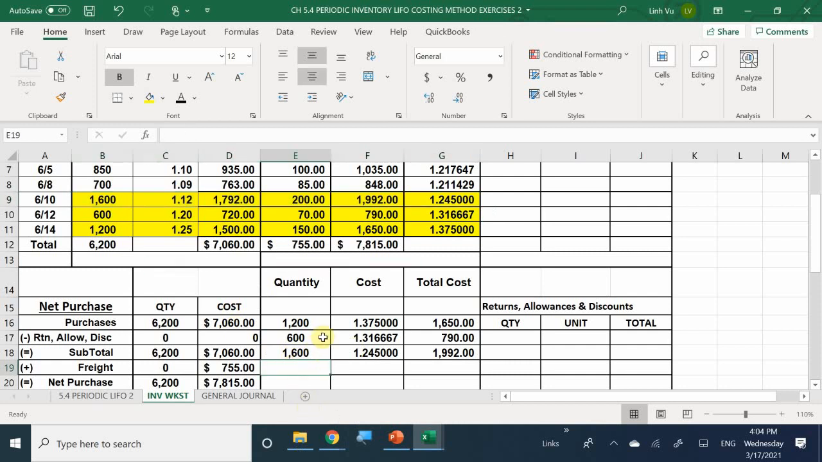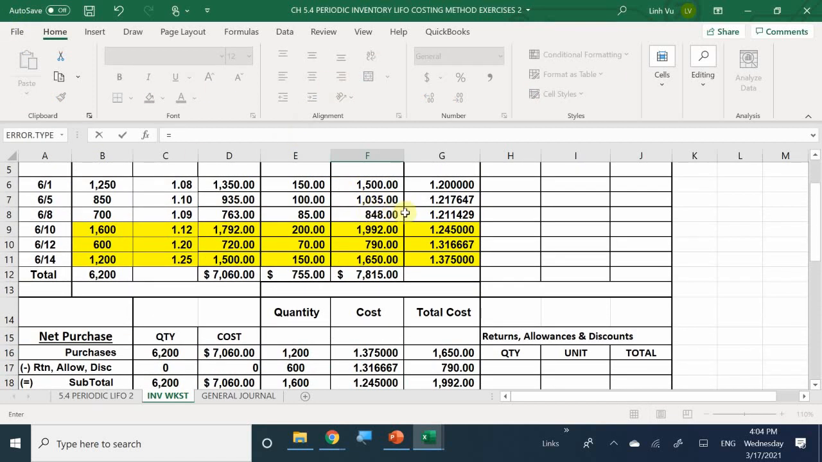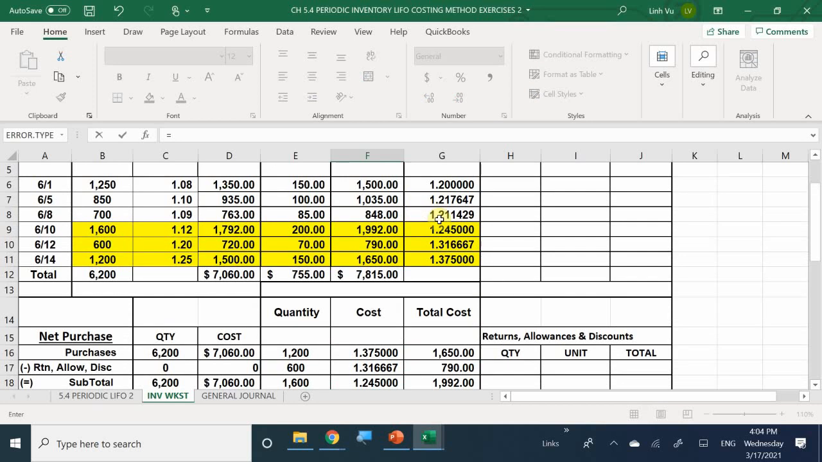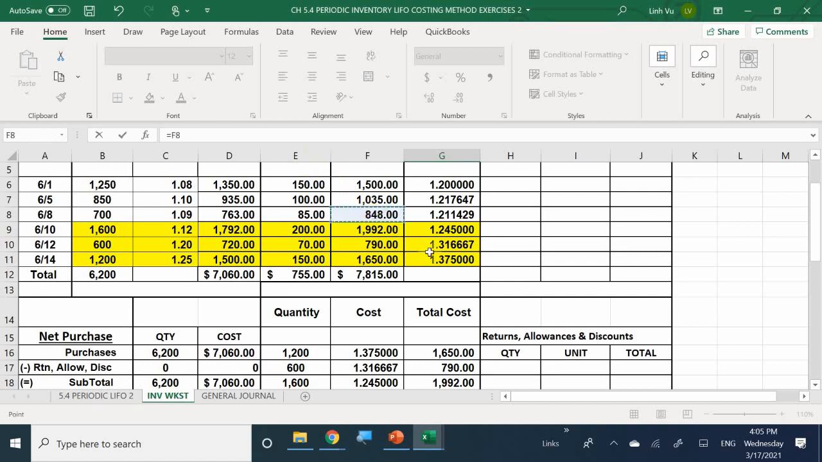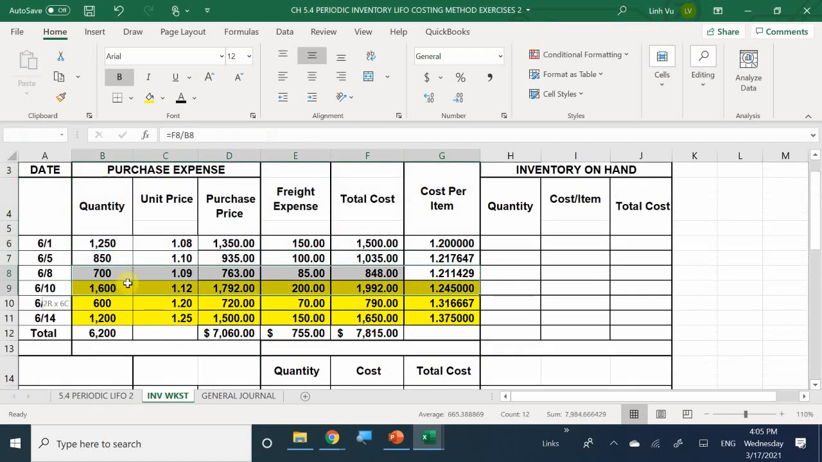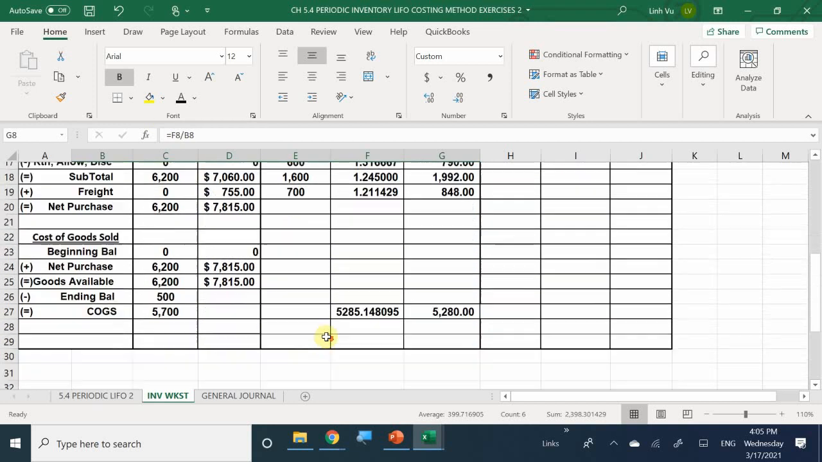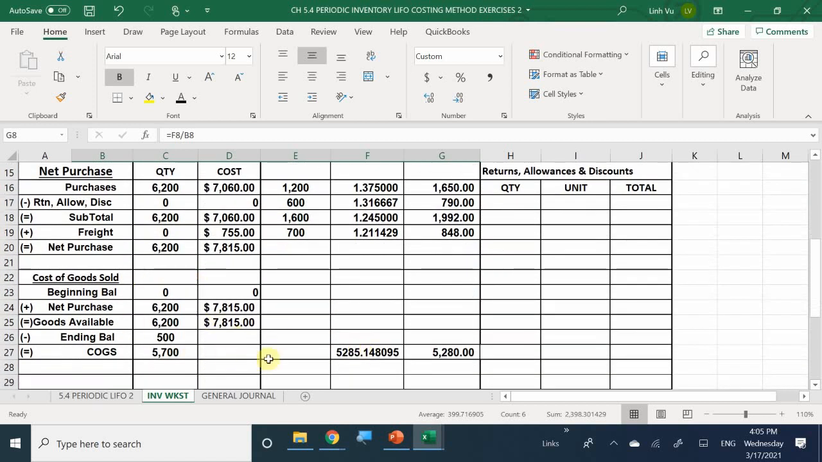Keep going. Which other batch am I going to dip into now? The 8th. Some or all? All. We're going to take all 700 items, which is going to cost me this much. All right, and I'm going to highlight this because I'm going to get rid of this. Okay, so right now, where's my formula here?